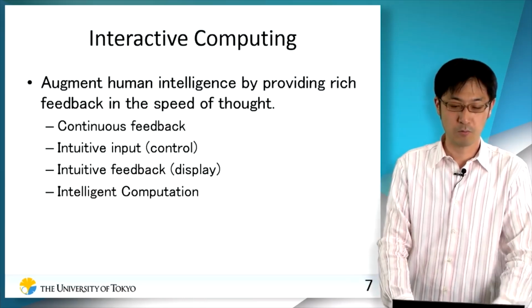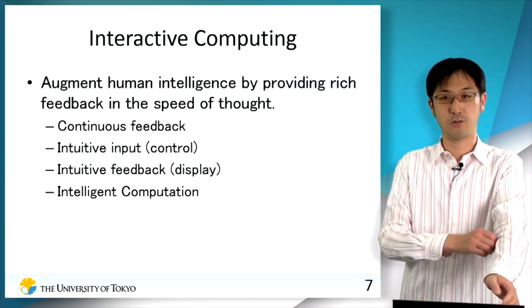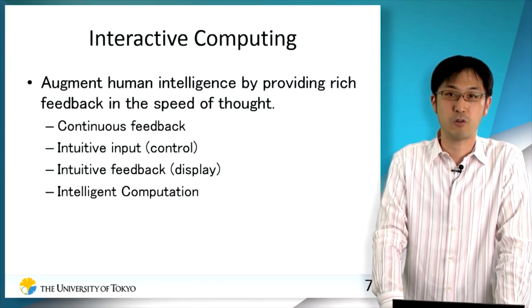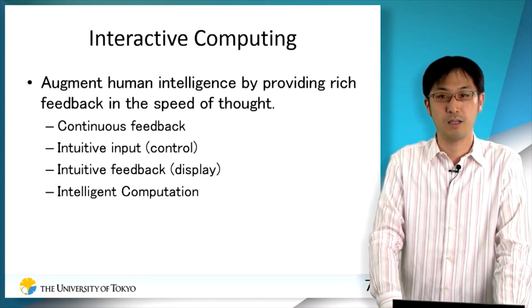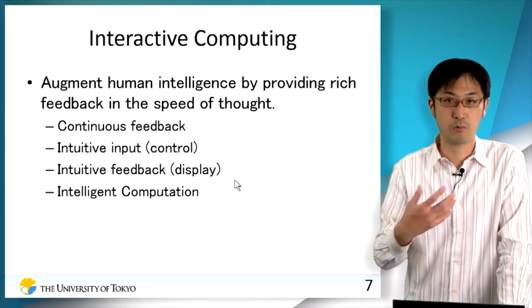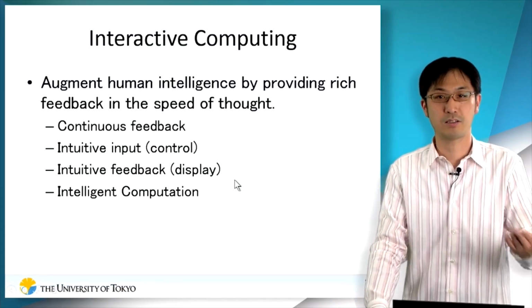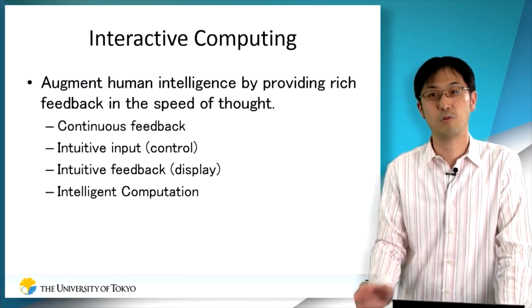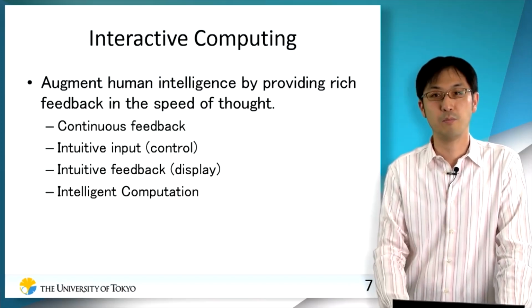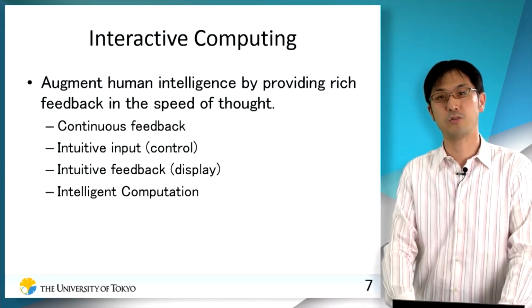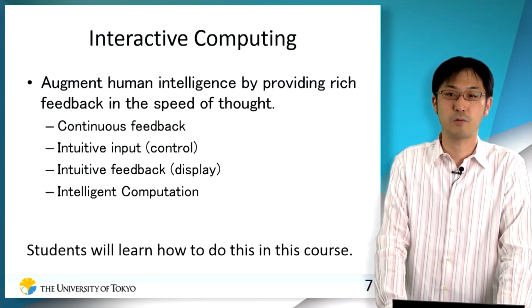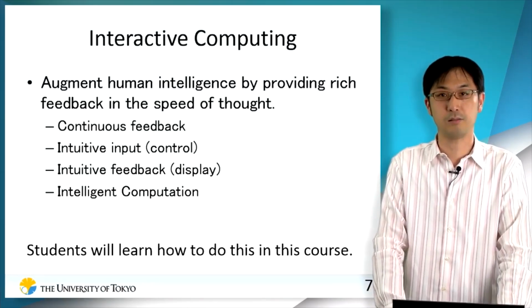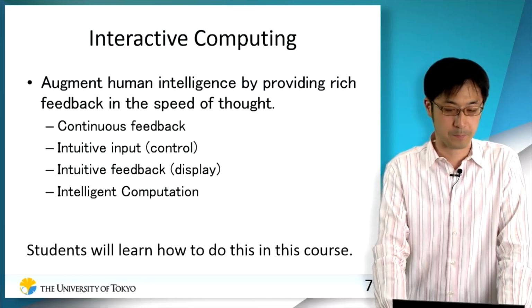Interactive computing is to augment human intelligence by providing rich feedback very rapidly. It continuously provides feedback, accepts intuitive input, and provides intuitive feedback. And behind the scenes, the system tries to do some intelligent computation. In this course, students will learn how to do this using your system.